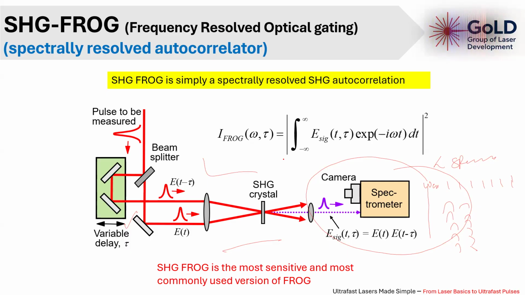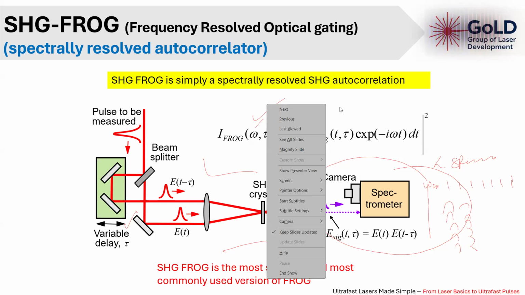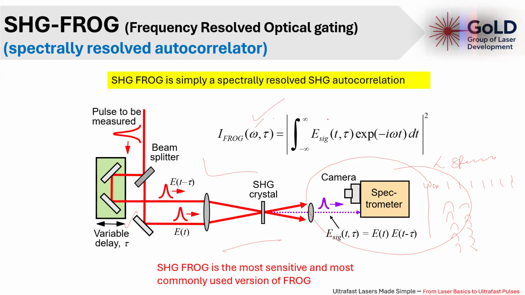Okay. So the mathematical formula for the FROG is this one. This is your frequency. This is your time. Okay. Delay time. And it's an integral. This is the electric field, the actual signal. And you have this overall equation, which is the wave equation actually. And you have this one time delay.